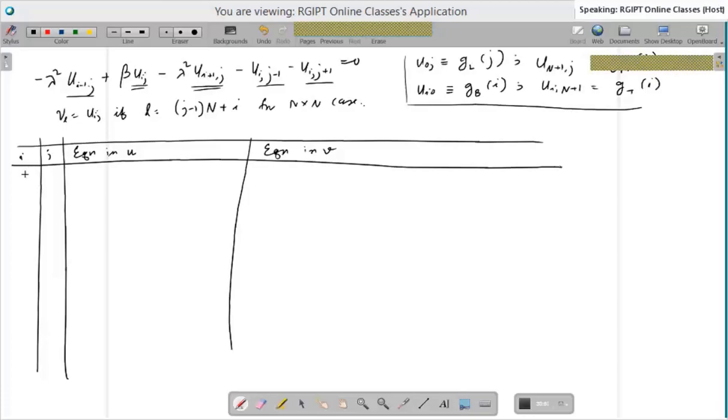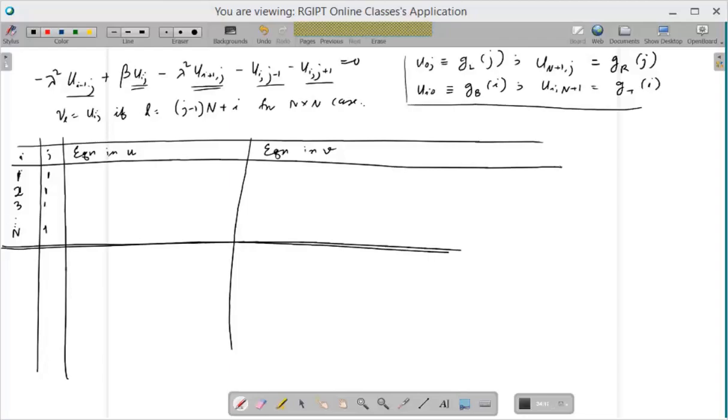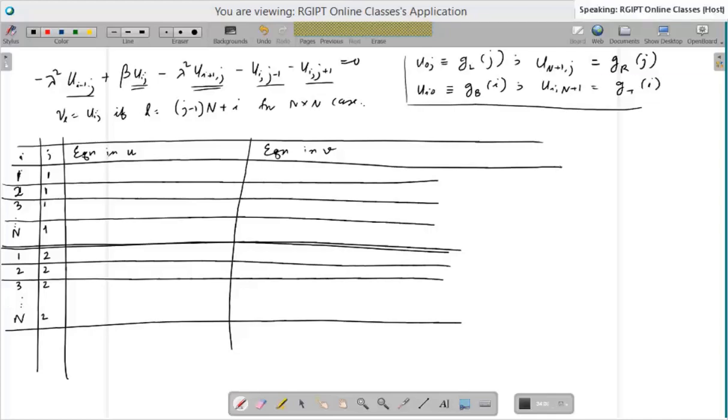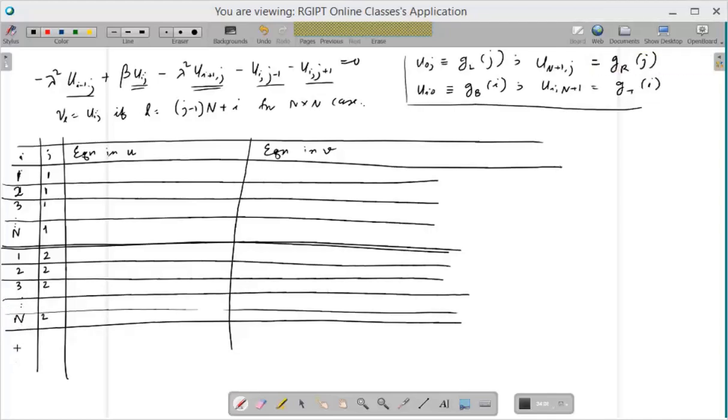So now let's consider the case where, let's say, j equals 1 and I change i first: 1,1, then 2,1, then 3,1, up to n,1. Then j equals 2: 1,2, 2,2, 3,2, and then so on. The last one would be n,n.